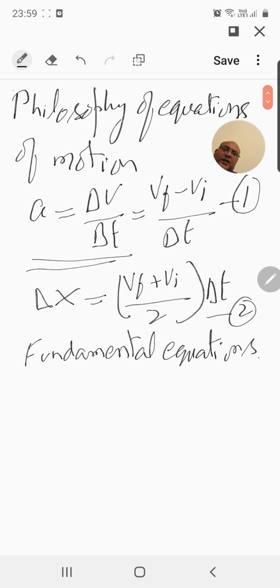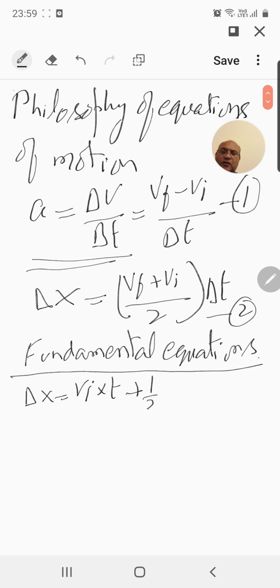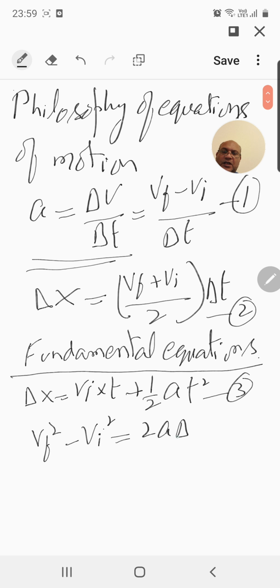Okay. The other two equations are these. So these are fundamental equations. The other two equations are these. Δx equals Vi multiplied by time plus 1/2 a t squared. This is equation number 3. And the last one is Vf squared minus Vi squared equals 2aΔx. This is equation number 4.